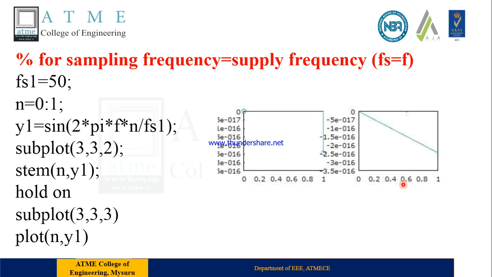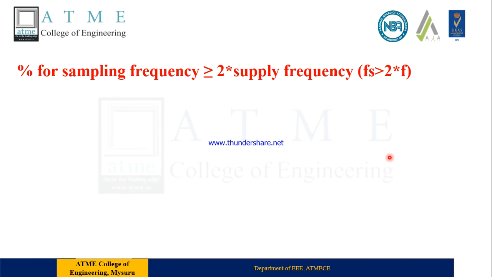But here you can basically see, since the sampling frequency is equal to the supply frequency, both of the representations are absolutely not correctly sampled, and because of which you are not retrieving back the original continuous signal representation. So I'll go for the next case and check out what is going to happen.